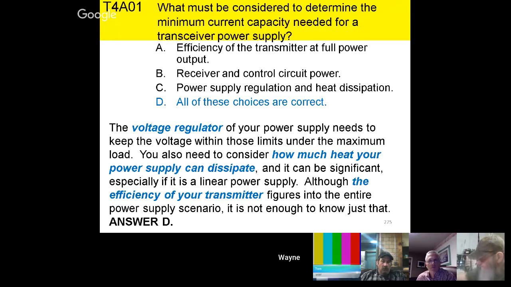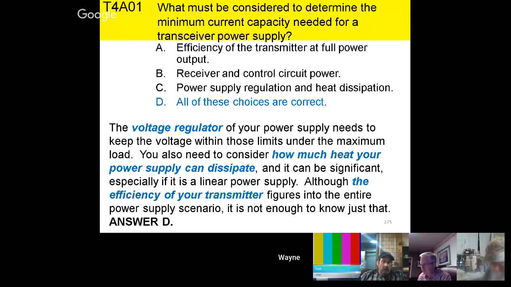I do not advocate switching power supplies in a ham shack. A lot of people love them, a lot of people use them. I do not. I do not want a switching power supply. That's me, but I think switching power supplies can cause more problems than you need to be concerned with. I have a big heat sink on the back of my power supplies, so it dissipates the heat quite readily. And there can be a significant amount, especially if it is a linear power supply.